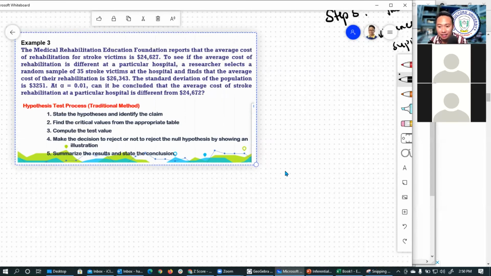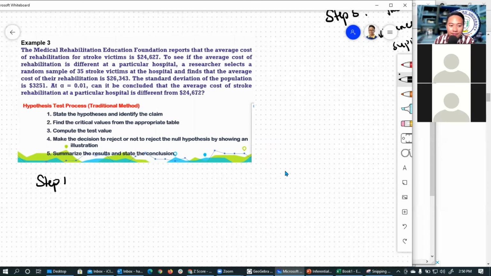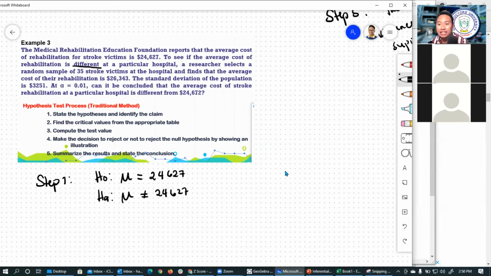It's still going to be a Z test for this situation, guys, because we have the population standard deviation. So I'm just going to answer it for you. So we have step one, guys. The null hypothesis is given by mu equal to 24,627. The alternative hypothesis will be what? It's going to be not equal to. Why not equal to? Because the statement is different. It didn't say less than, it didn't say greater than, but it says it's different. And when we say it's different, it's not equal to. And the claim, guys, is going to be what?